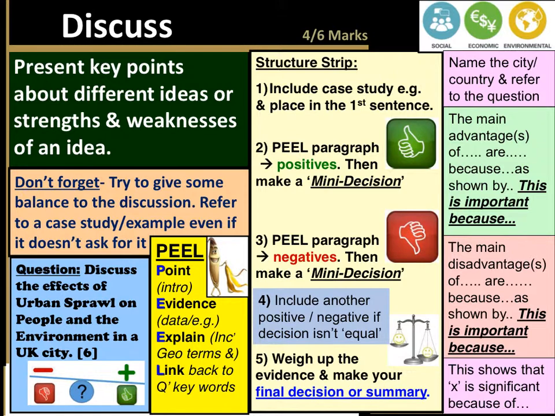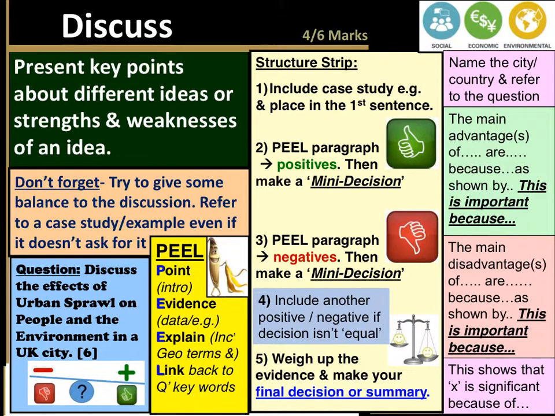Don't forget to try and include some kind of balance in the discussion and include a case study example. Even if it doesn't ask for it, put it in there anyway if you know there's a place that you've studied. A sample question might be: discuss the effects of urban sprawl on people and the environment in a UK city. So it doesn't say the one you have studied, but put it in there anyway. A UK city that you have studied.